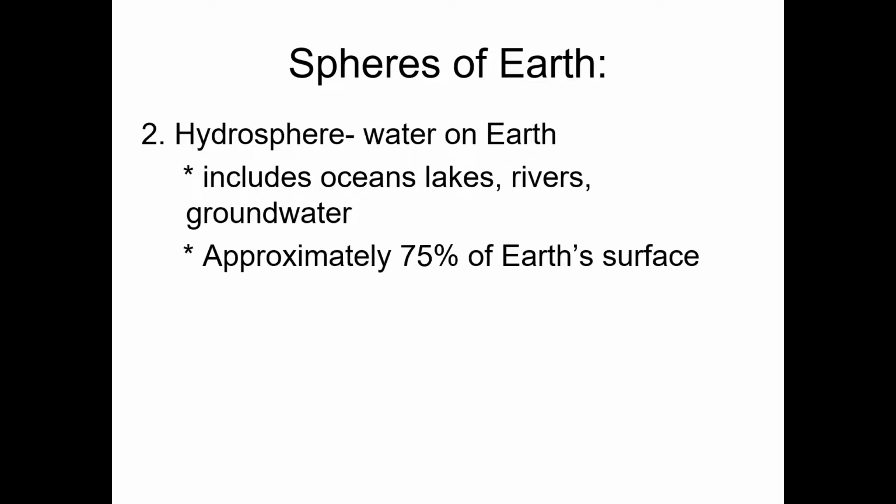The hydrosphere, like you guys already said, is the water that's on Earth. It does include all the water. So it includes oceans, lakes, rivers, and the groundwater, like water you get from wells. The water in water bottles is still part of the hydrosphere. I think you already kind of know this fact that approximately 75% of the Earth's surface is covered by water. If you look at a globe, if you look at a map, there's more water than there is land.